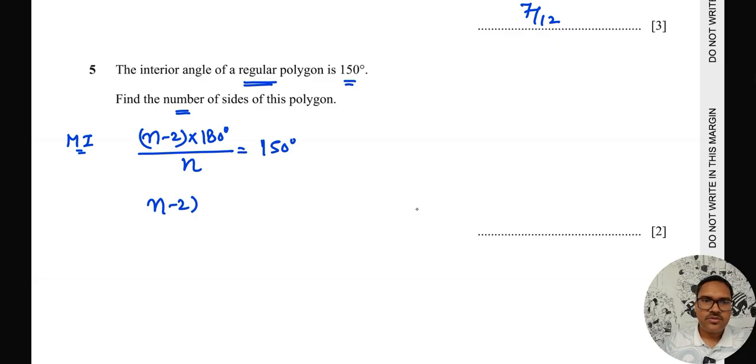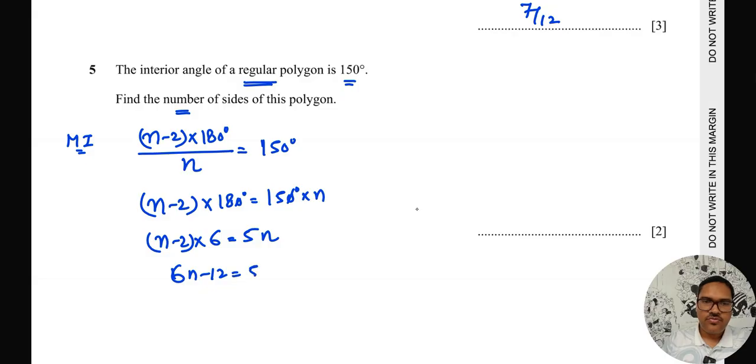You can say (n minus 2) into 180 degrees is equal to 150 degrees multiplied with n, cross multiplying this. You can cancel the common factor also. This is (n minus 2) into, if I cancel this factor of 30, you can see this is 6, and this is 5. So what is this? This is 6n minus 12 equal to 5n.